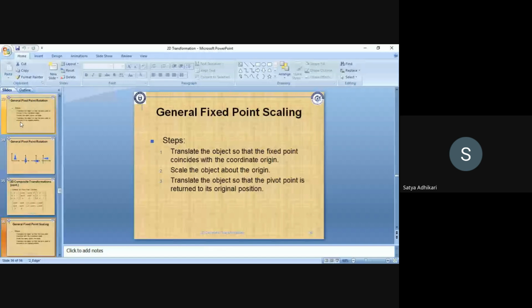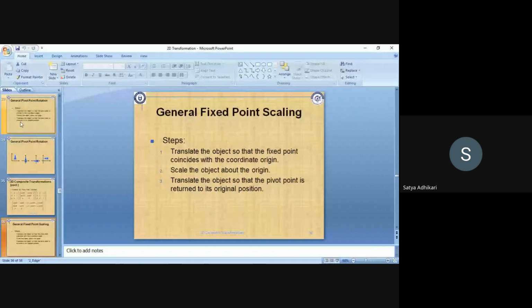Similarly, we can make general fixed point scaling, or general pivot point scaling. So far, we scale an object with respect to the origin. If we scale a point or a line, it is easy with respect to the origin. Now we have to scale an object with respect to any other point, other than the origin, and apply the scaling factor to the object.